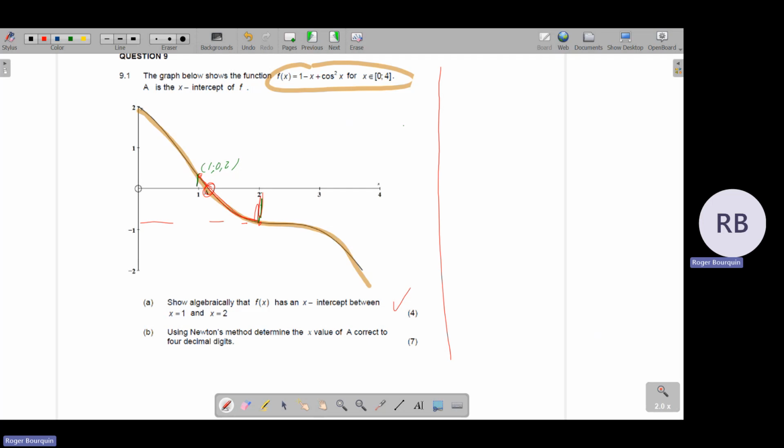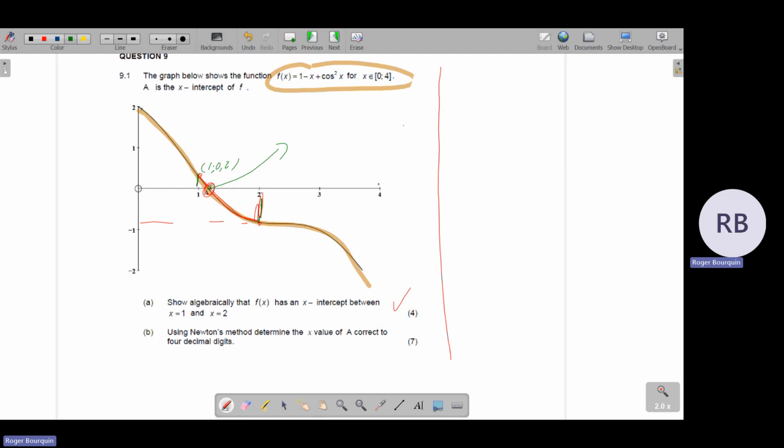Now it says use Newton's method to determine the x value of a correct to 1 decimal digit. Well, we can pick some interval, a random thing. We can have a look at the graph and say, well, what does that a look pretty close to? Obviously you're not going to see it correct to 4 decimal digits. So I'm going to say you could pick a as 1, 1,1, 1,2, 1,3, 1,4, 1,5, anything up to there.